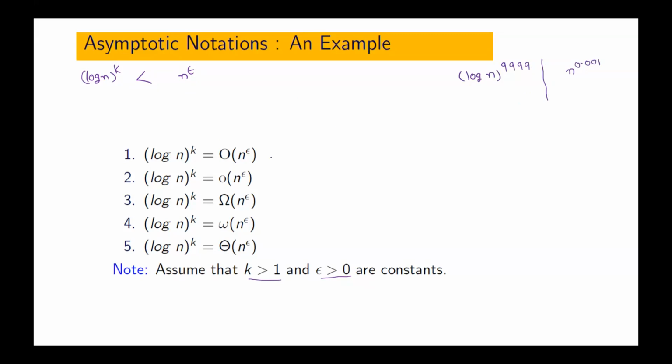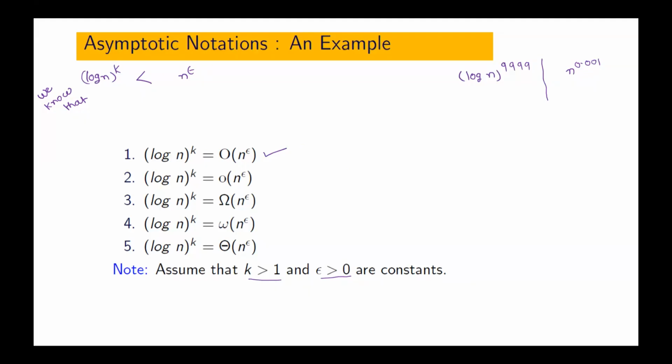So now you tell me, out of this, first one, is it true? Yes, it is true. We know that it holds. Based on that, you should be able to tell me immediately, is it true or false? First one is true. Why? Because according to this, log n power k should be less than or equal to this.